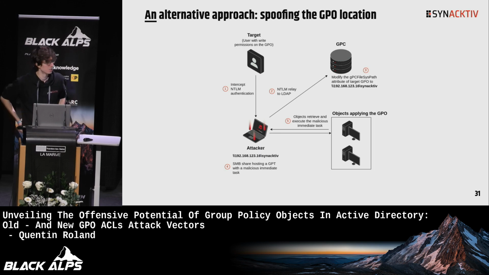This is the visual representation of what I just said. So first, we are performing some NTLM interception. So we are coercing or just fetching some NTLM authentication data. Two, we relay it to the LDAP service. Three, we use that to modify the GPC file syspath attribute of our target GPO. Four, we host a malicious GPT on our machine. And five, the clients will fetch the GPT, apply our malicious immediate task.